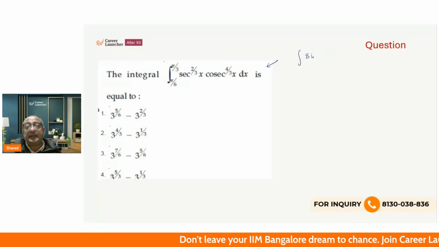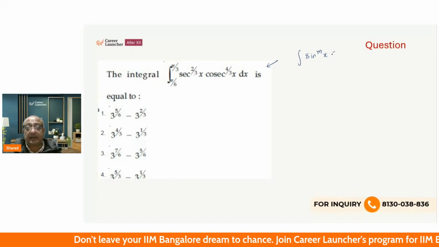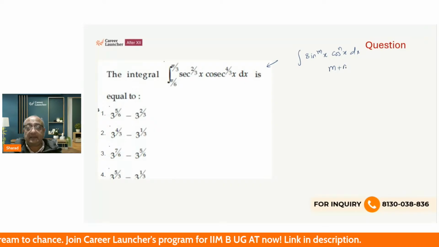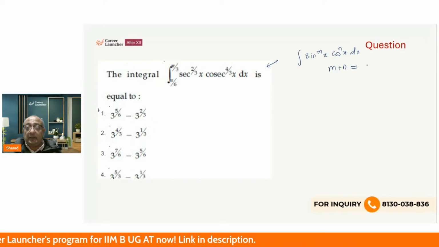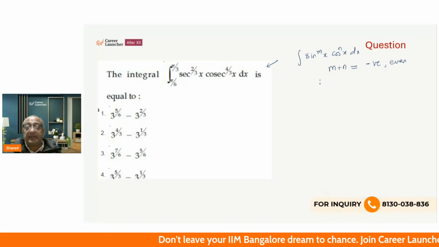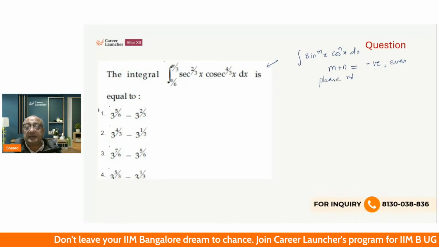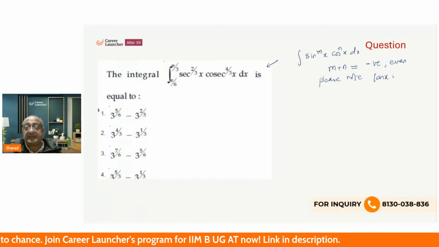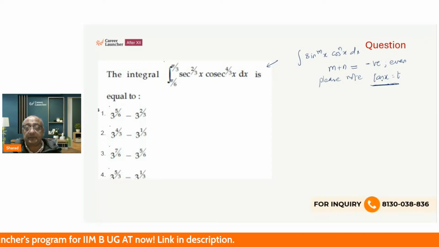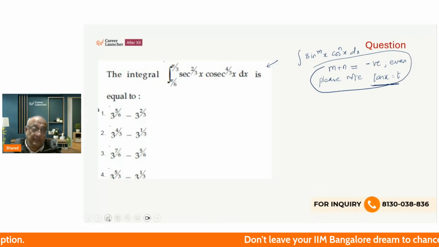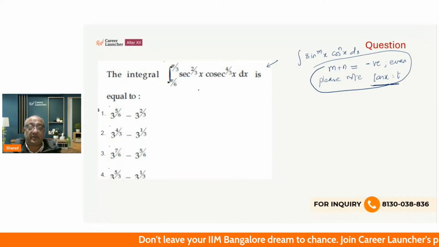This is a particular type of question where you have sin x raised to power m and cos x raised to power n. Always remember, if m plus n is equal to a negative even integer, negative and also even, then please note, the substitution is going to be tan x is equal to t. This must be known to you on your examination day, otherwise we might struggle in questions like this.